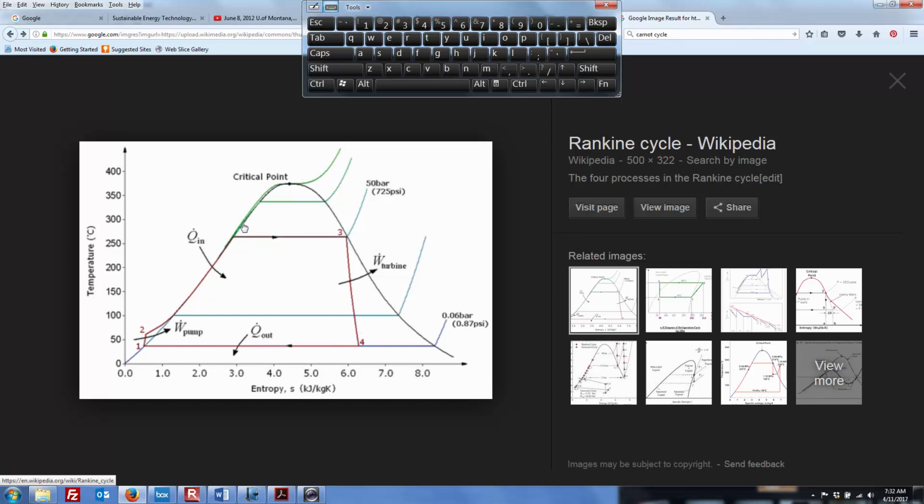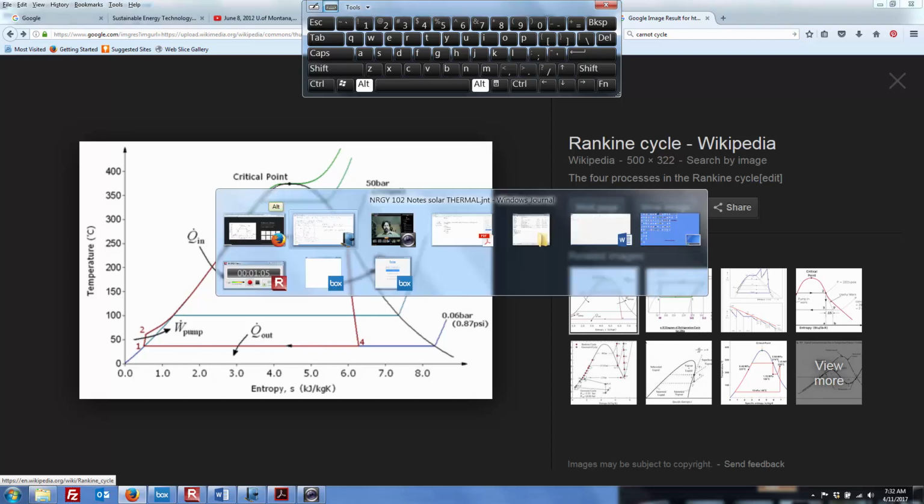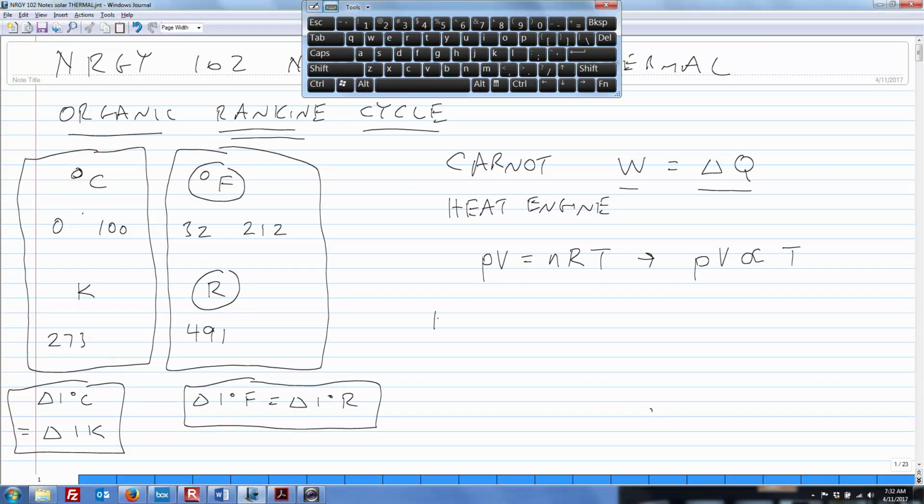Now, if we're hot, equals Rankine. If we are colder, that's the organic Rankine.